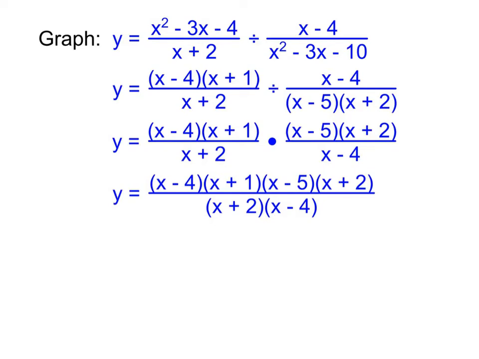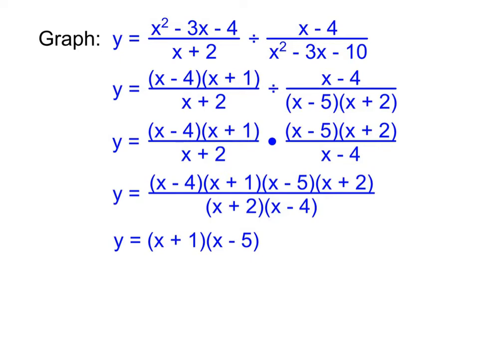And now that we're here, we can look to see what's going to cancel out and simplify. So notice what does appear in both the top and the bottom of this fraction. The x minus 4's appear in both top and bottom, and the x plus 2's appear in both top and bottom. Well, that leaves me then with x plus 1 times x minus 5. It got rid of the fraction. There's no more fraction left here.